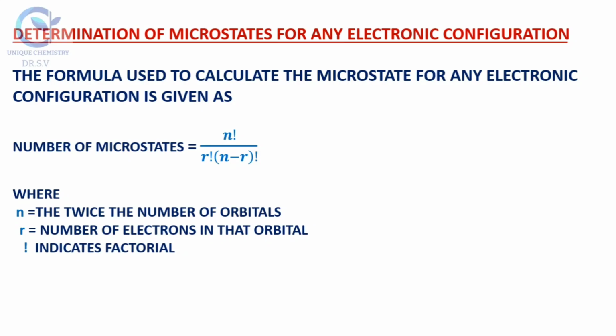For example, p orbitals are 3, so 2 into 3, 6. If d orbitals, there are 5 d orbitals, so 2 into 5, 10. So n is twice the number of orbitals. r is equal to the number of electrons in that orbital. This symbol indicates the factorial. Factorial means, for example, 5 factorial is 5 into 4 into 3 into 2 into 1. So now we are applying this formula.